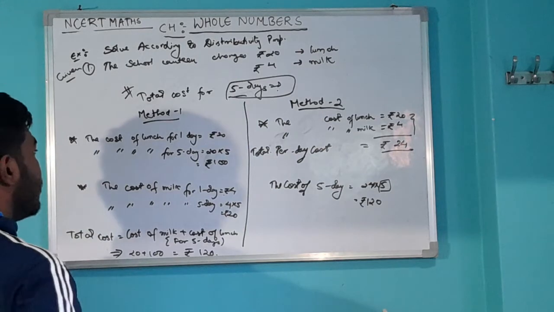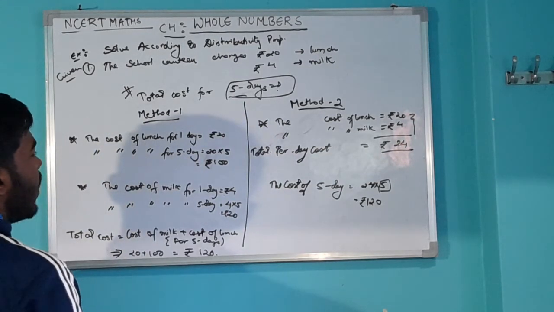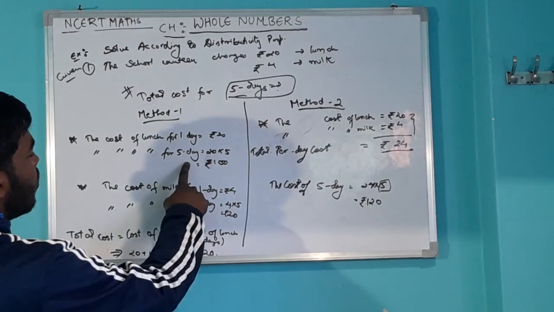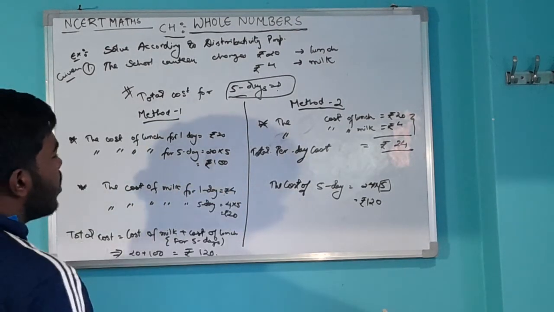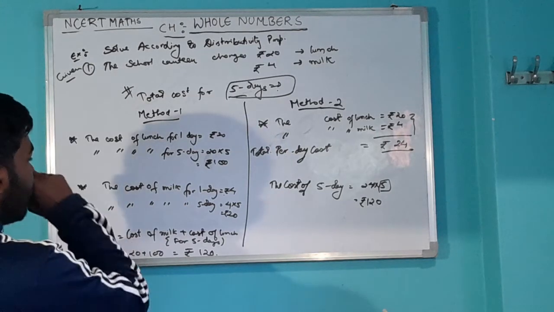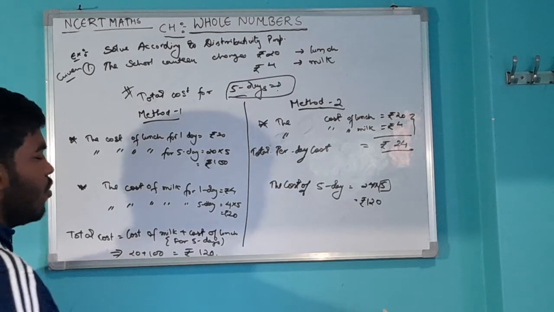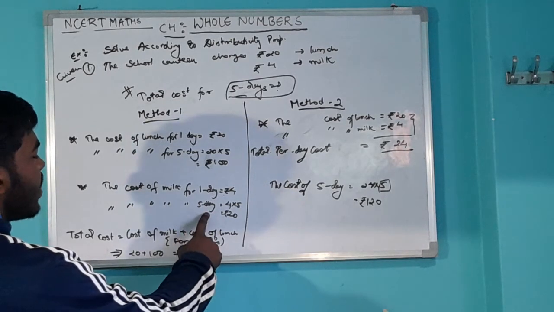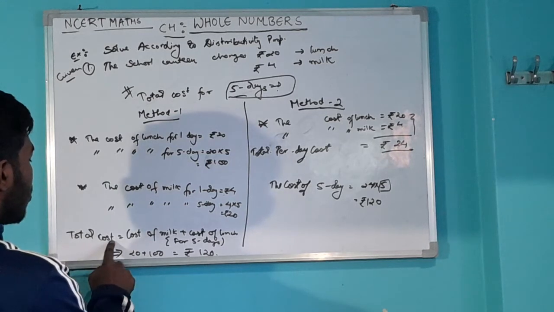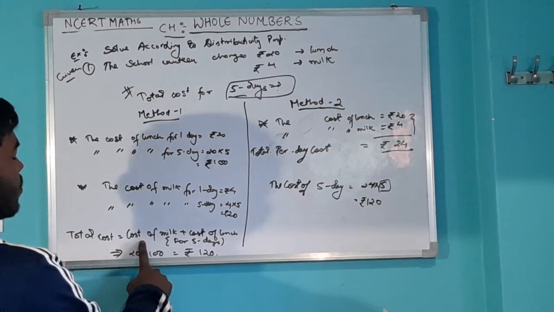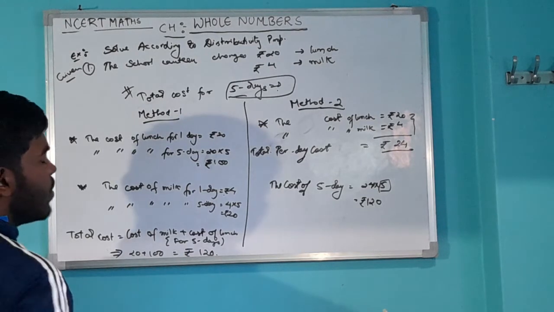In our first method, the cost of lunch for one day is ₹20, so the cost for 5 days will be 20 into 5, through which we get ₹100. For milk, the cost for one day is ₹4, and for 5 days we get ₹20. Then, to find the total cost for 5 days, we add the cost of milk and lunch for 5 days, to which we get ₹120.